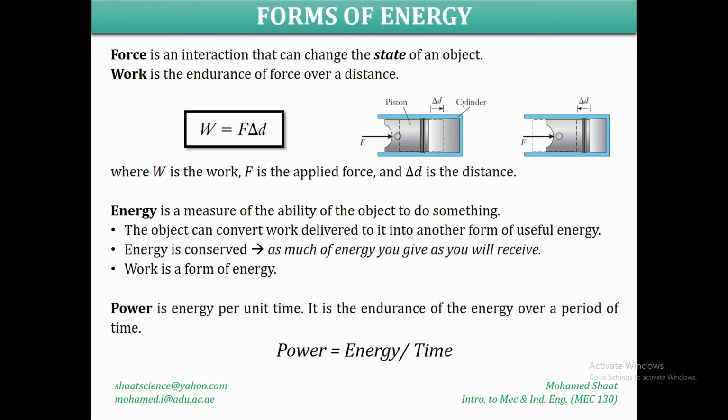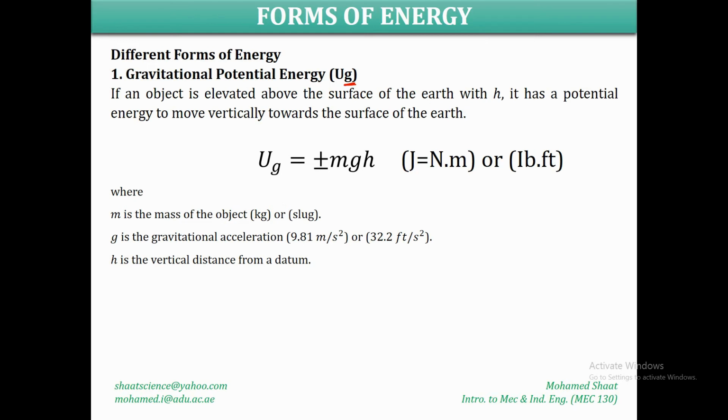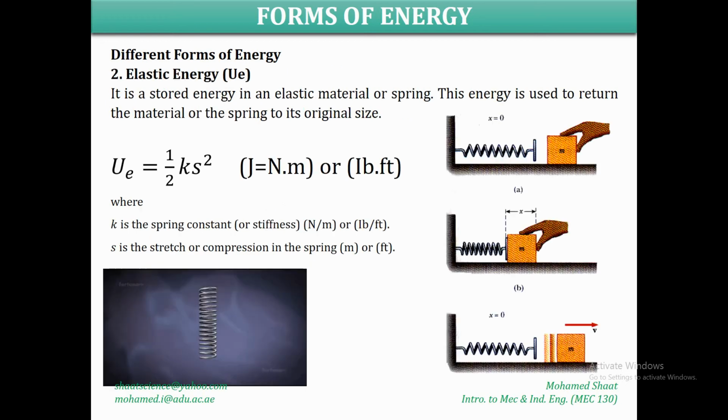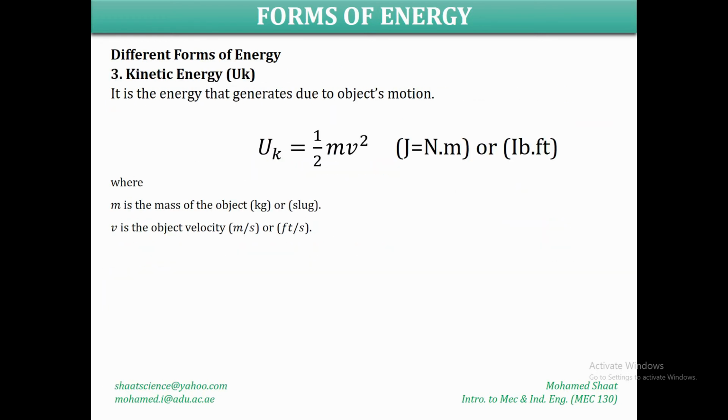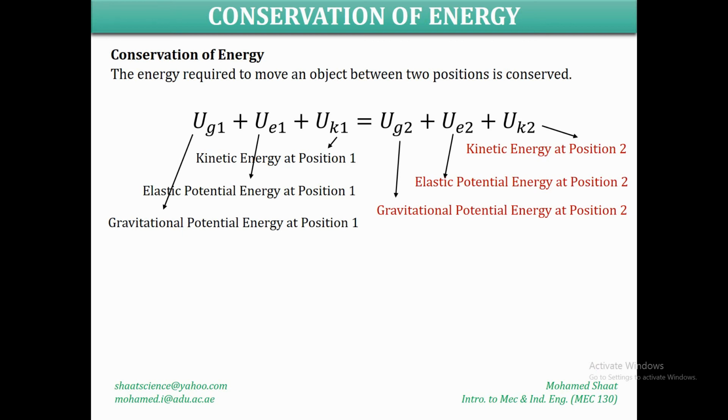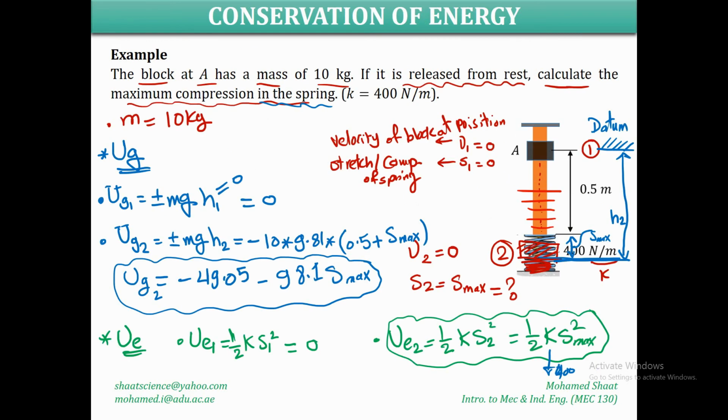Over the previous video, we defined what force, work, energy, and power mean, and the difference between these physical quantities. We also defined different forms and types of energy. We discussed potential energy, whether gravitational or elastic, and kinetic energy. Then we discussed the conservation of energy principle: the energy required to move an object is conserved at any position, at any instant of time, so it should be preserved all the time. This is what we discussed in the previous video, and we even solved an example.